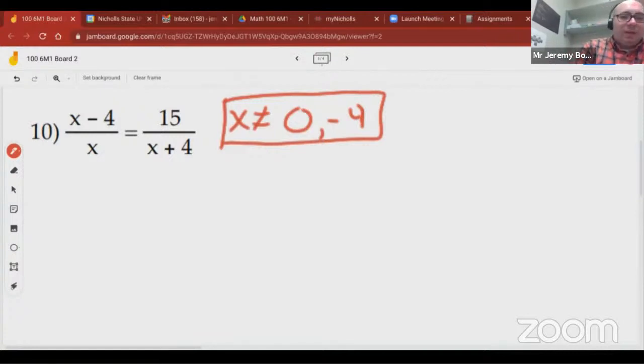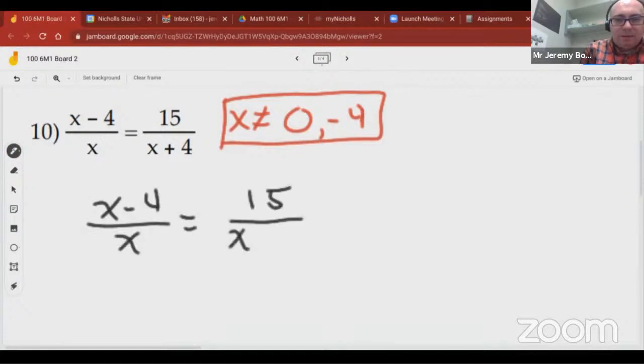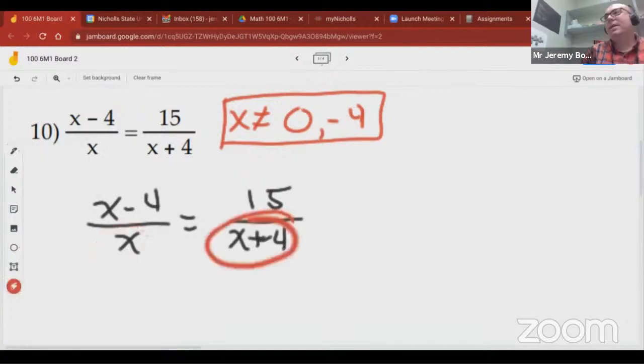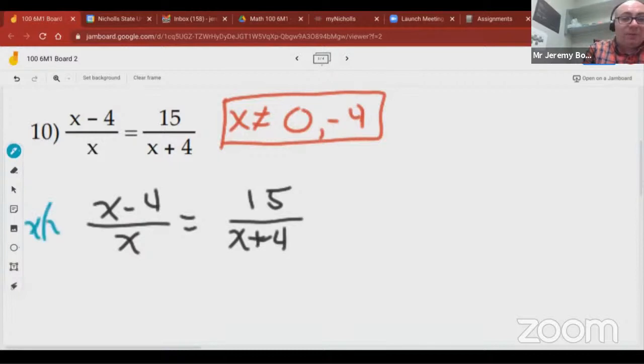So that being said, the next thing we want to do is get rid of those denominators and not have a rational expression on both sides. So to do that, one side has an x, the other side has x plus 4. Nothing in common between those, so we're just going to multiply both sides of this by x times x plus 4.